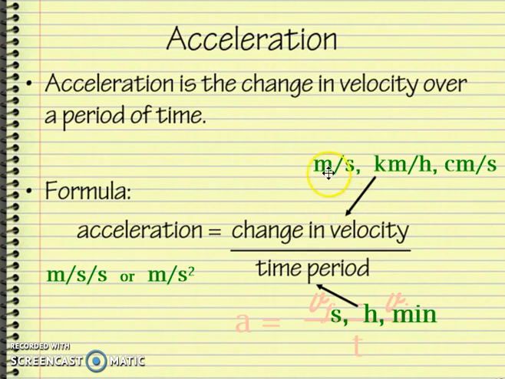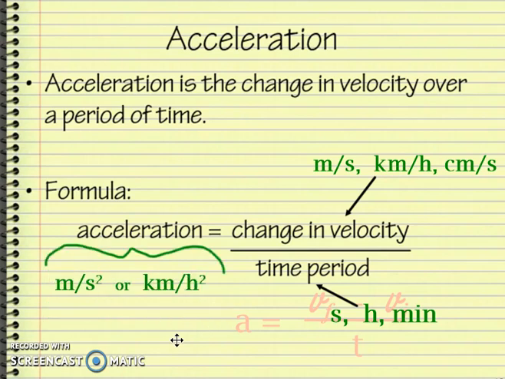If we had meters per second over seconds, it'd be meters per second per second. We clean that up and write it as meters per second squared. Sometimes students will see this unit in a problem and then think that they need to square some type of value. No, this is the unit for acceleration. If we had kilometers per hour as our velocity, then we would have to have hours as our time unit too. So we'd have kilometers per hour for velocity divided by more hours, kilometers per hour per hour, or kilometers per hour squared. Okay, and those are our typical units that we use for acceleration.